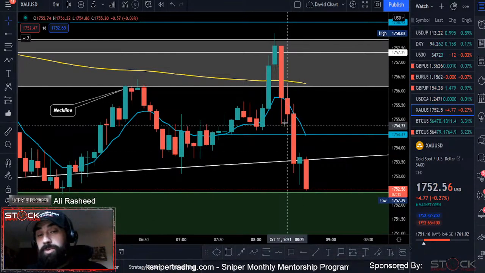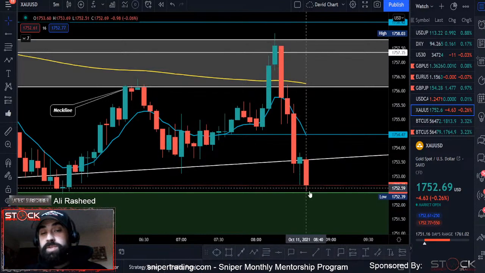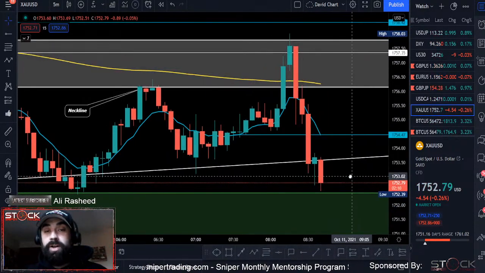And now you can see, guys, gold is still selling off. So it filled this previous wick, coming to this demand area. All right.